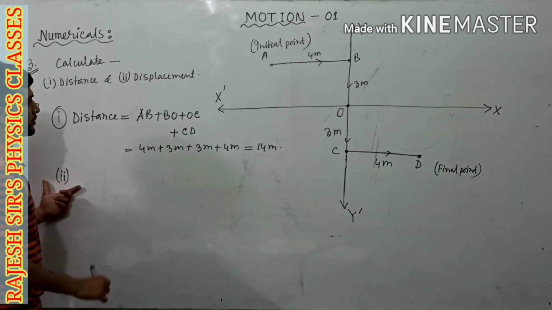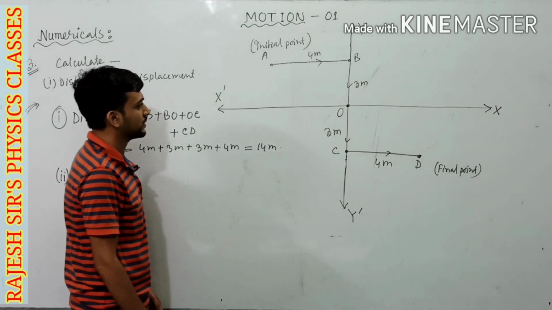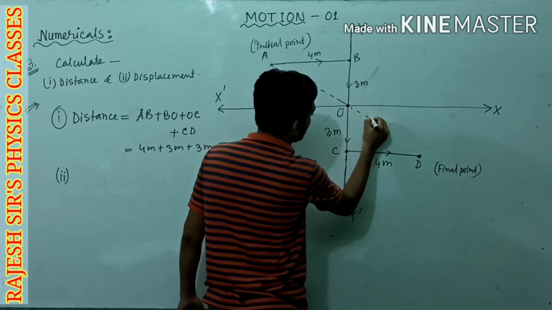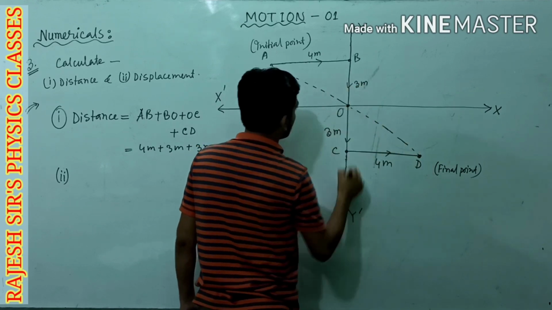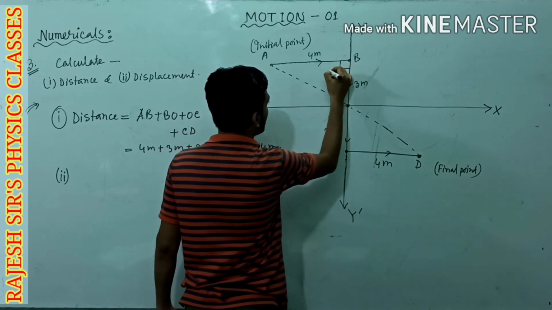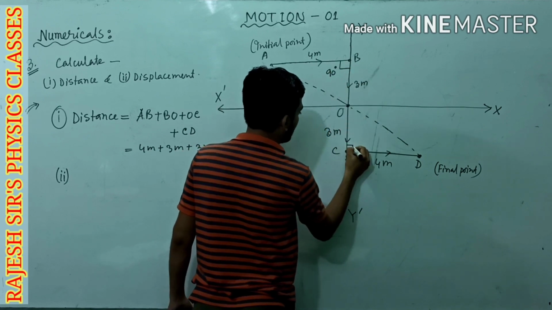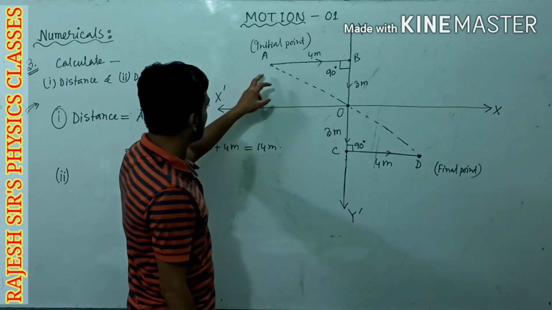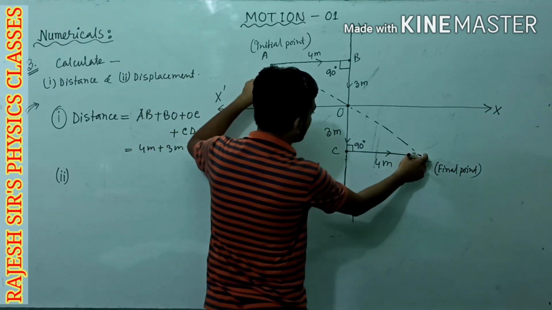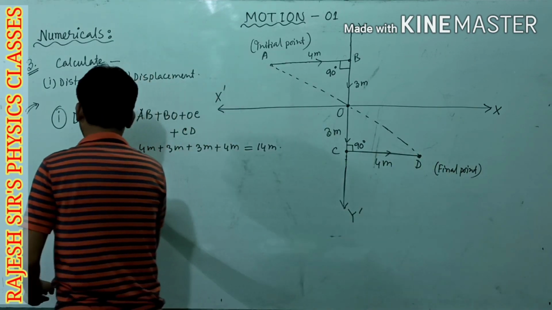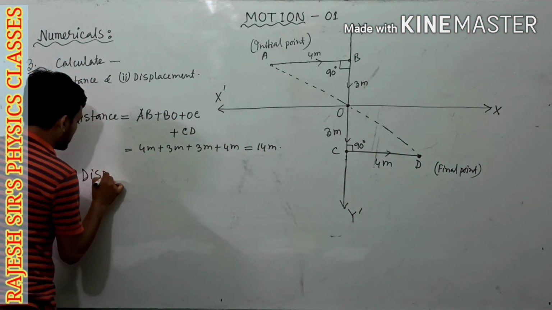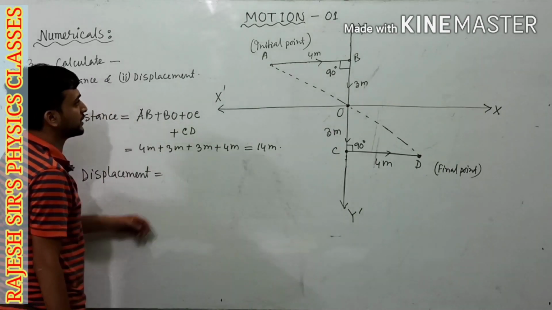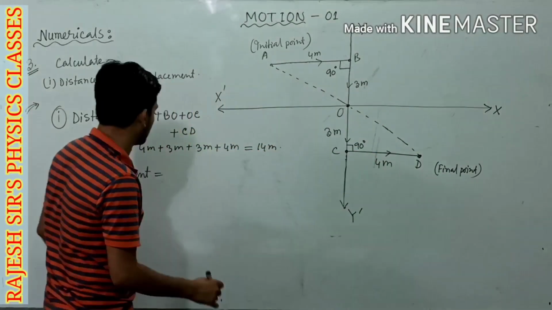Now, the calculation of displacement is little bit tricky. So you connect the starting point and the final point. You will get what? Here it is coming 90 degree. Here it is coming 90 degree. So part by part you do calculation. We need to find AD. This is the displacement. Displacement is length of the shortest path connecting the initial point and the final point.